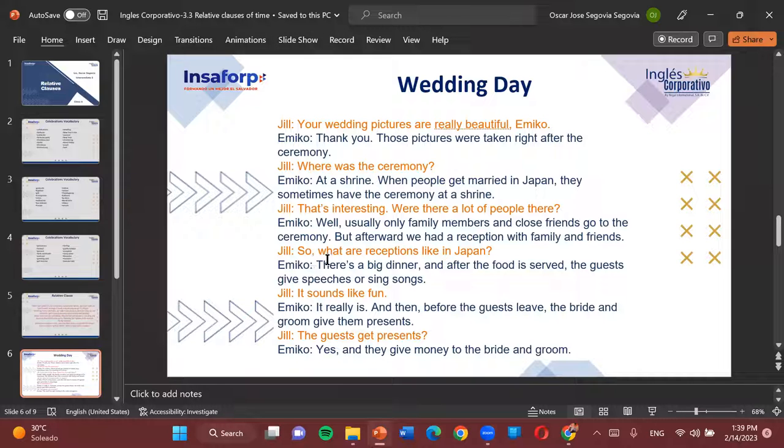She asked, what are receptions like in Japan? Yes, that is a question I consider quite important, which refers to what receptions are like in Japan. And then Emiko answers, there's a big dinner, that's regular, there's food in receptions like this. Of course, there's going to be food all the time. And after the food is served, the guests give speeches and sing songs.